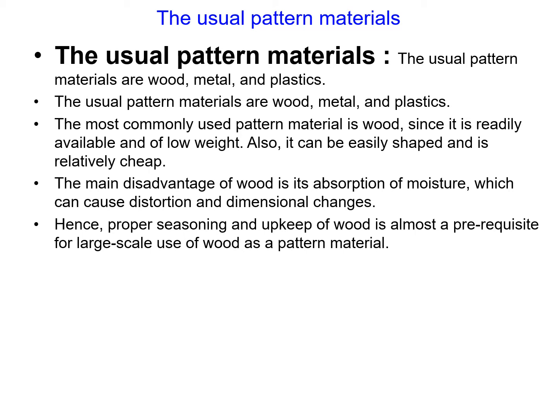The most commonly used pattern material is wood since it is adaptable and light weight. It also can be shaped easily and is cheap. The main disadvantage of wood is that it absorbs moisture, which can cause distortion and dimension change. Hence, proper seasoning and upkeep of wood is almost a prerequisite for large scale use of wood as pattern material.